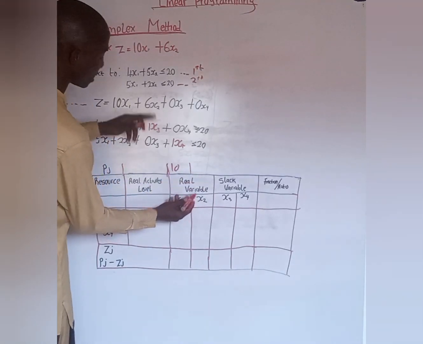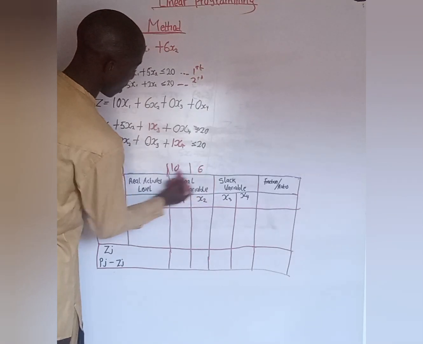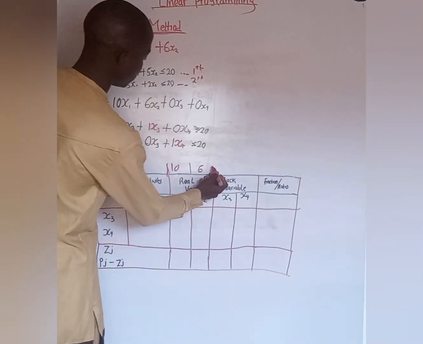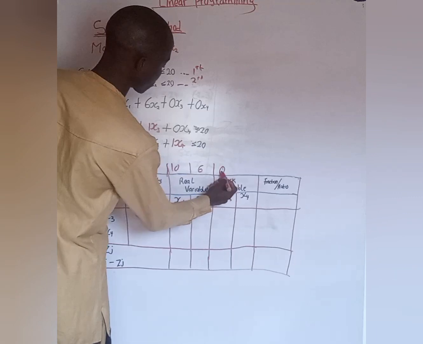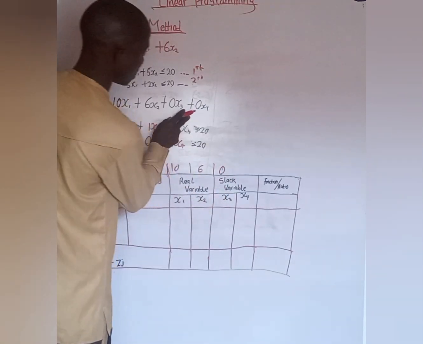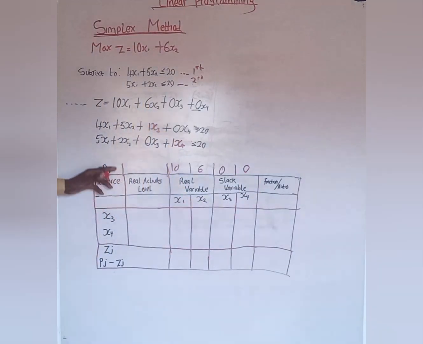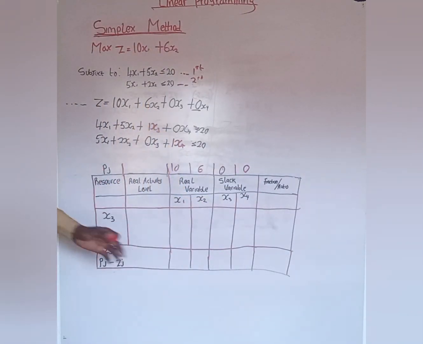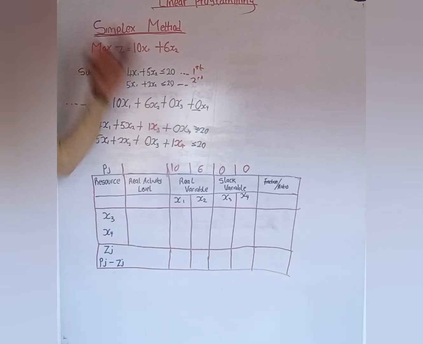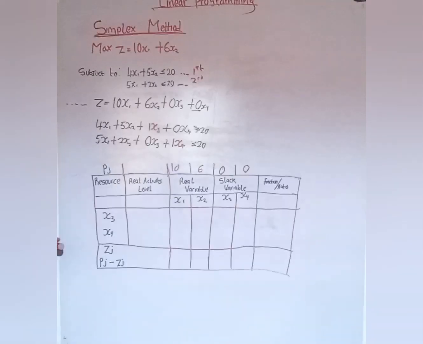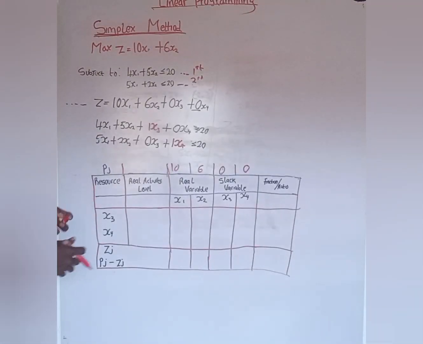And for x2, the coefficient is 6. I'm going to be putting 6 here. And for x3, the coefficient is 0. And for x4, the coefficient is what? Also 0. So that is the value. That's how I got my Pj, the coefficients of x1, x2, and x3, the coefficient of our variable in the standard objective function. So now let's proceed with our calculation.